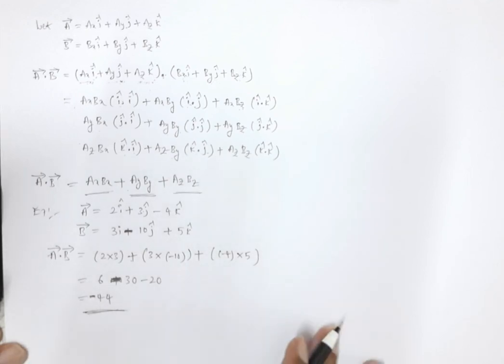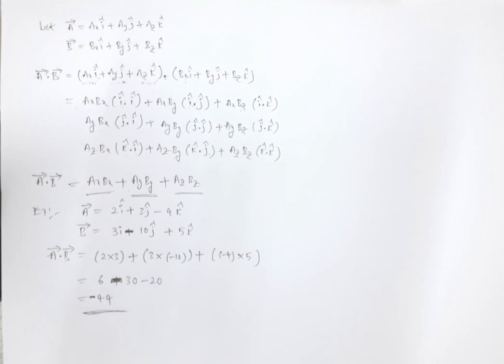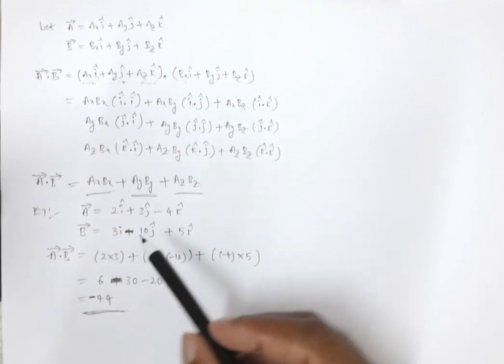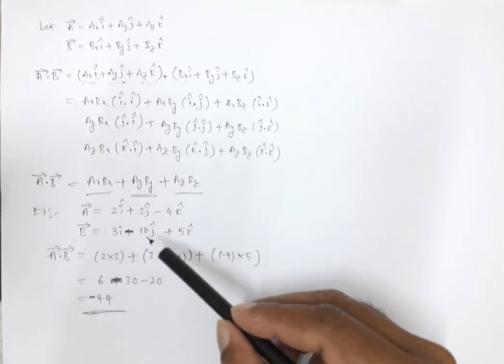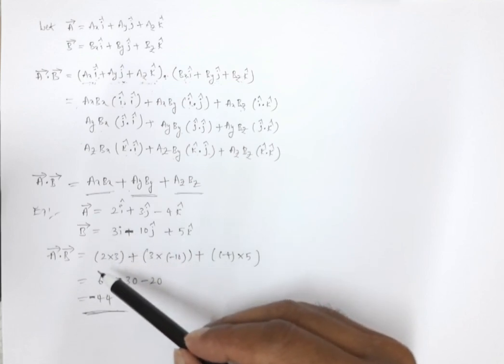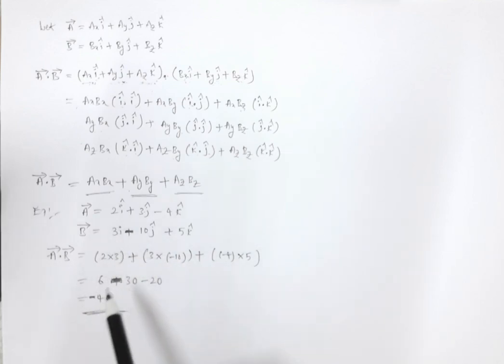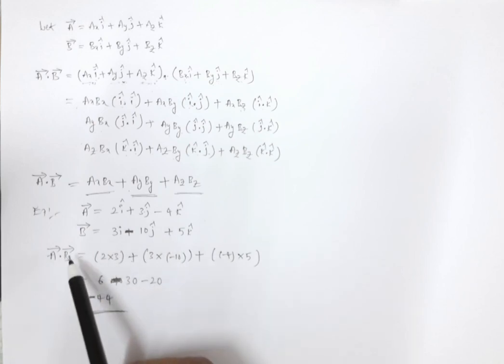So for the dot product, the result may be positive, the result may be negative. It depends on the components of the vectors which we are taking. So this is the way we need to take the dot product using components. When the components are given like this, we simply find the dot product of two vectors like this.